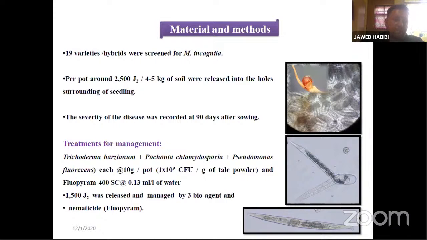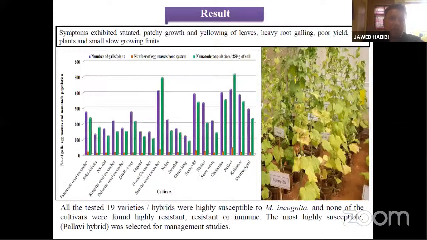And also the number of 1,500 second-stage juveniles of Meloidogyne species were released, to be managed by 3 bioagents and the nematicide fluopyram. The result from my screening, which I got during the growing of the plants: symptoms were stunted plants, patchy growth and yellowing of leaves, heavy root galling, poor yield, weak plant, small slow-growing fruit.